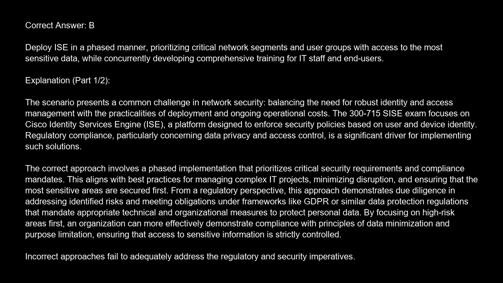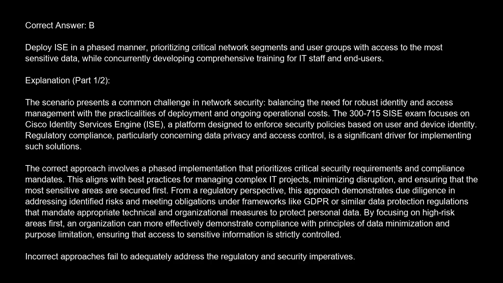The correct answer is B. Deploy ISE in a phased manner, prioritizing critical network segments and user groups with access to the most sensitive data, while concurrently developing comprehensive training for IT staff and end users. Explanation. The scenario presents a common challenge in network security, balancing the need for robust identity and access management with the practicalities of deployment and ongoing operational costs.